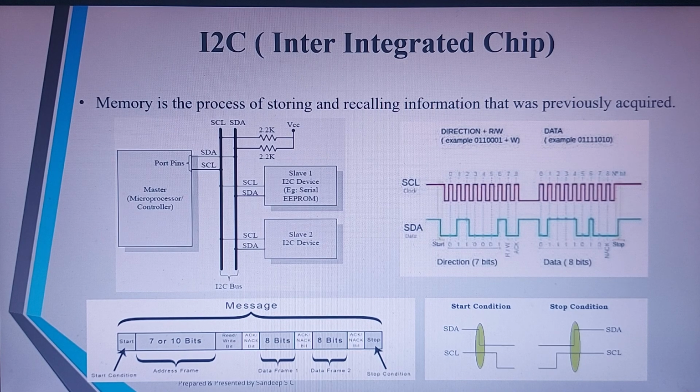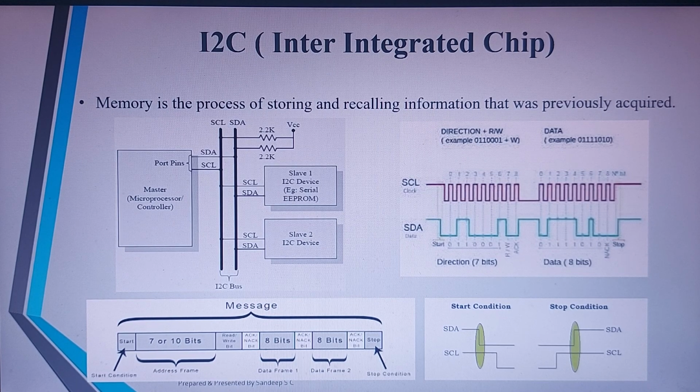Again, the next time the clock becomes logic high, whatever data is available on the data pin will be sent over the bus. If the SDA line changes from logic high to logic low when the clock line is at logic high, then it is considered as a start of communication condition. Similarly, if the SDA line changes its state from logic low to logic high when the clock signal is at logic high, then it is considered as a stop condition indicator.